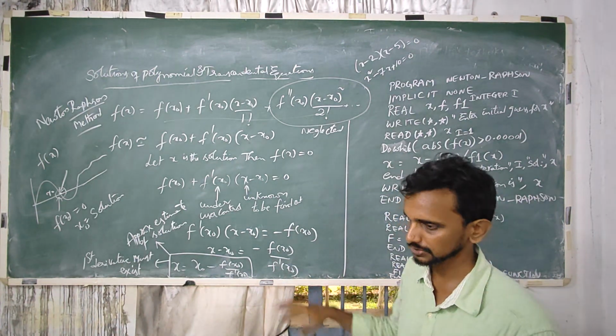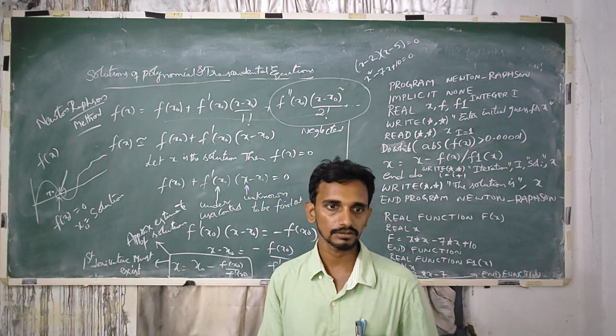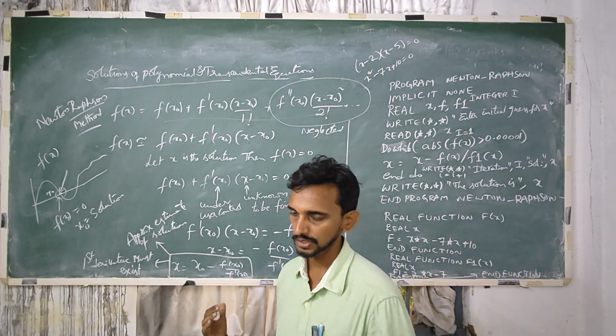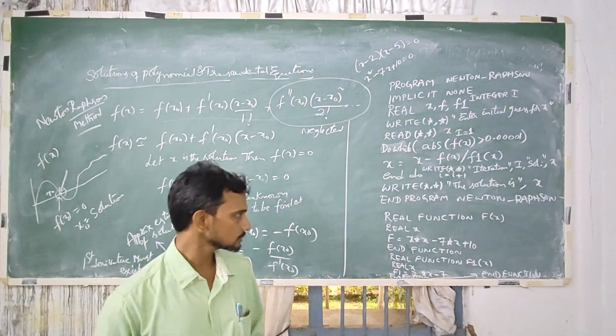The derivation part we will see in the next session. This has quadratic convergence, whereas other methods have linear convergence, so they take longer time compared to this. The other methods we will see in the next session.